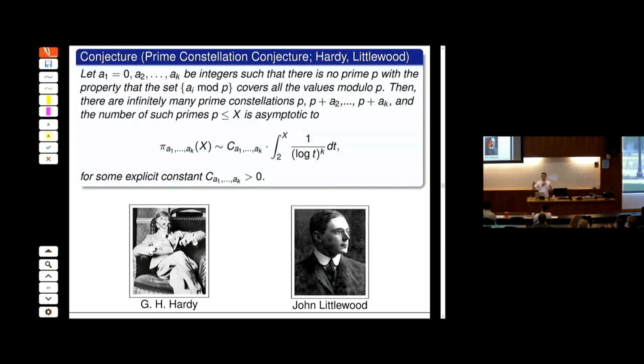But you can come up with other ones like 0, 2, and 4, meaning p, p plus 2, and p plus 4. There is no congruence barrier for those to be a triple of primes, and there should be infinitely many triples like that. So they come up with a conjecture for all possible constellations, all possible admissible k-tuples of primes. If there is no congruence barrier, then there should be infinitely many. And they give a formula, just like in the twin prime conjecture, for how many there should be asymptotic to that.